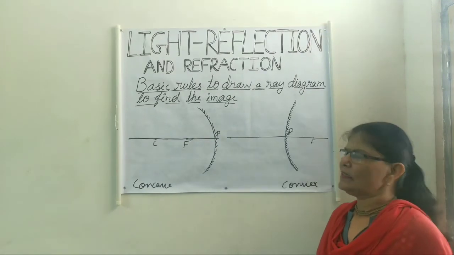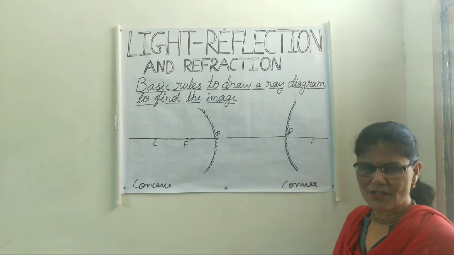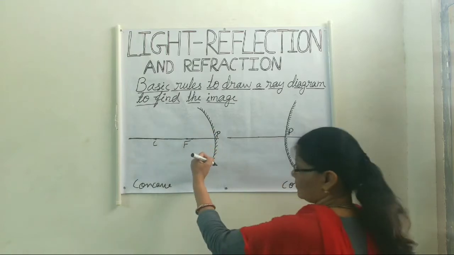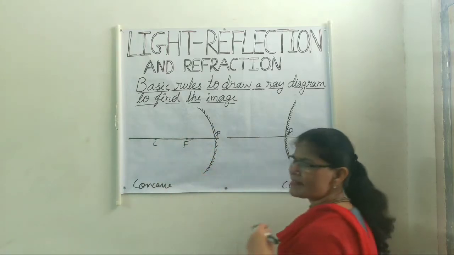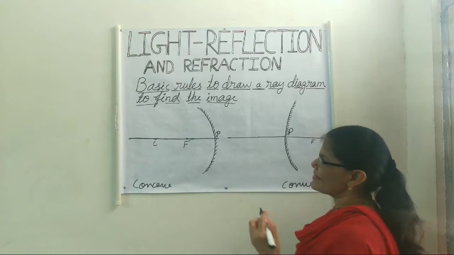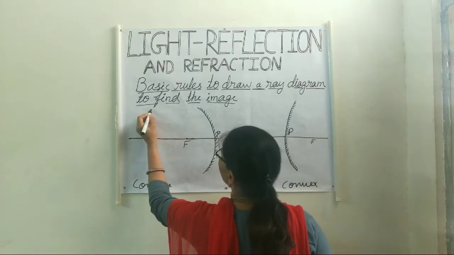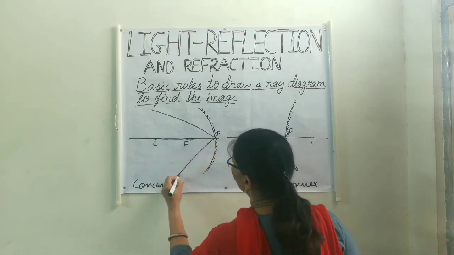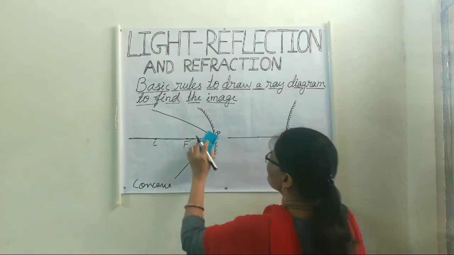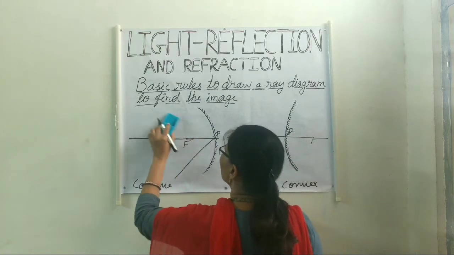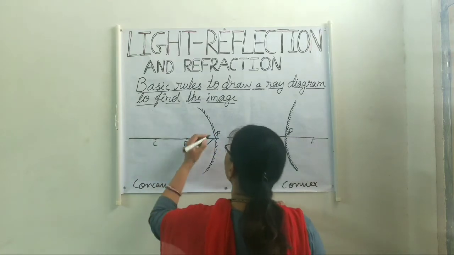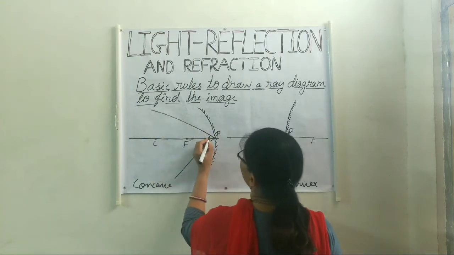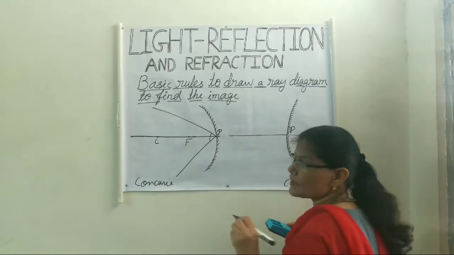In the fourth rule, when the incident ray falls obliquely on the spherical mirror, then it is reflected obliquely. So let us see how it falls on the mirror. The incident ray falls obliquely at the pole of the mirror. When the incident ray falls obliquely at the pole of the mirror, then it will be reflected back obliquely, and here also it will follow the law of reflection.